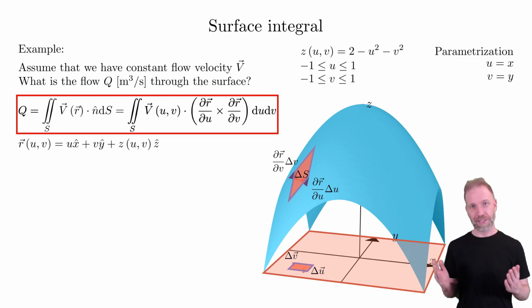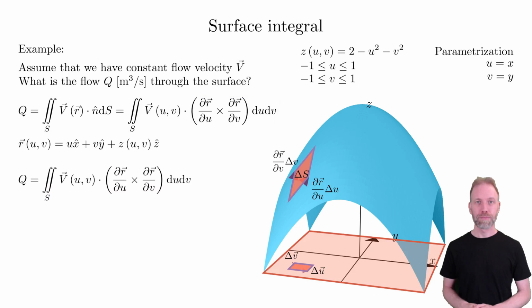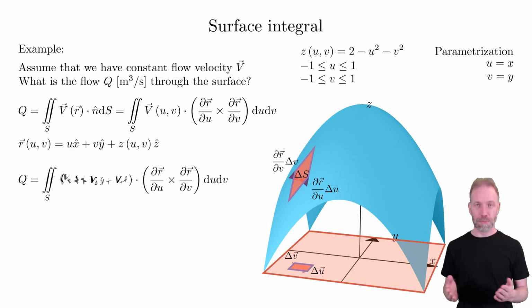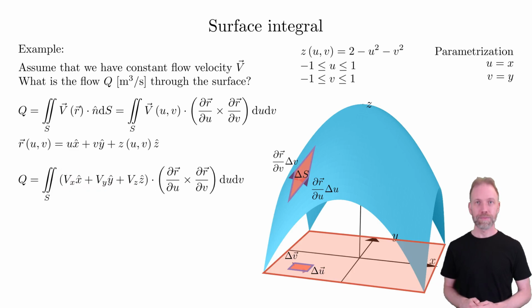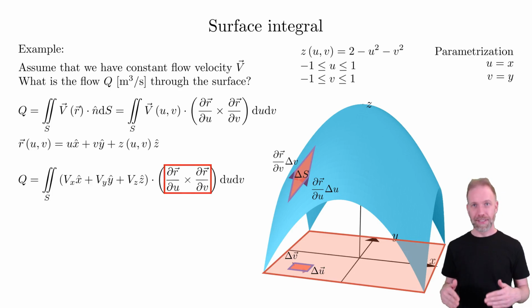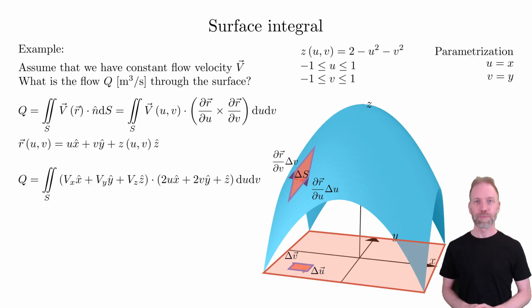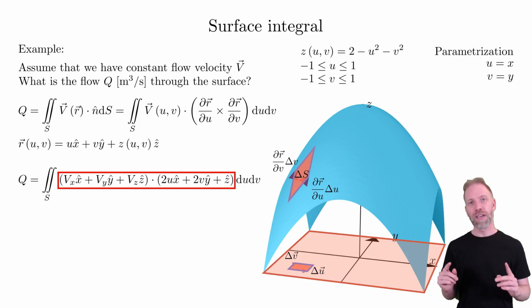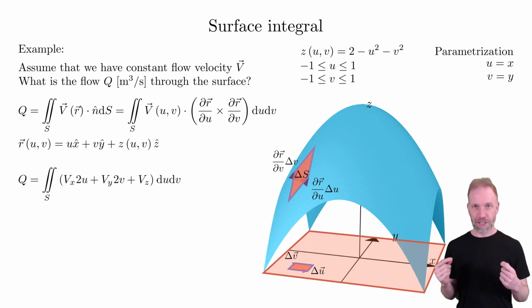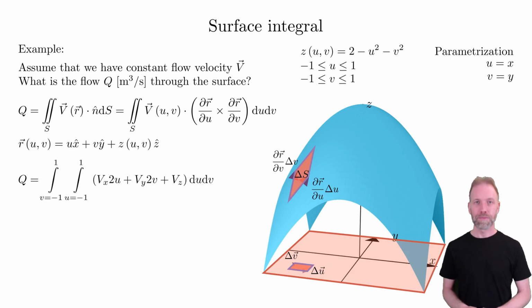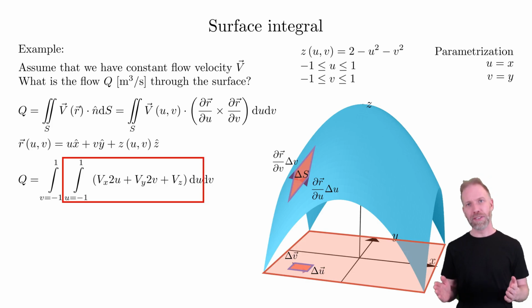Let us start to solve the integral. Assume that the velocity has an arbitrary direction and write it on component form. As we use the same surface as before, we still have the same cross product. Now we can perform the dot product before we calculate the integral, which simplifies our solution. We write the integral in terms of v and u. Carry out the inner integral.